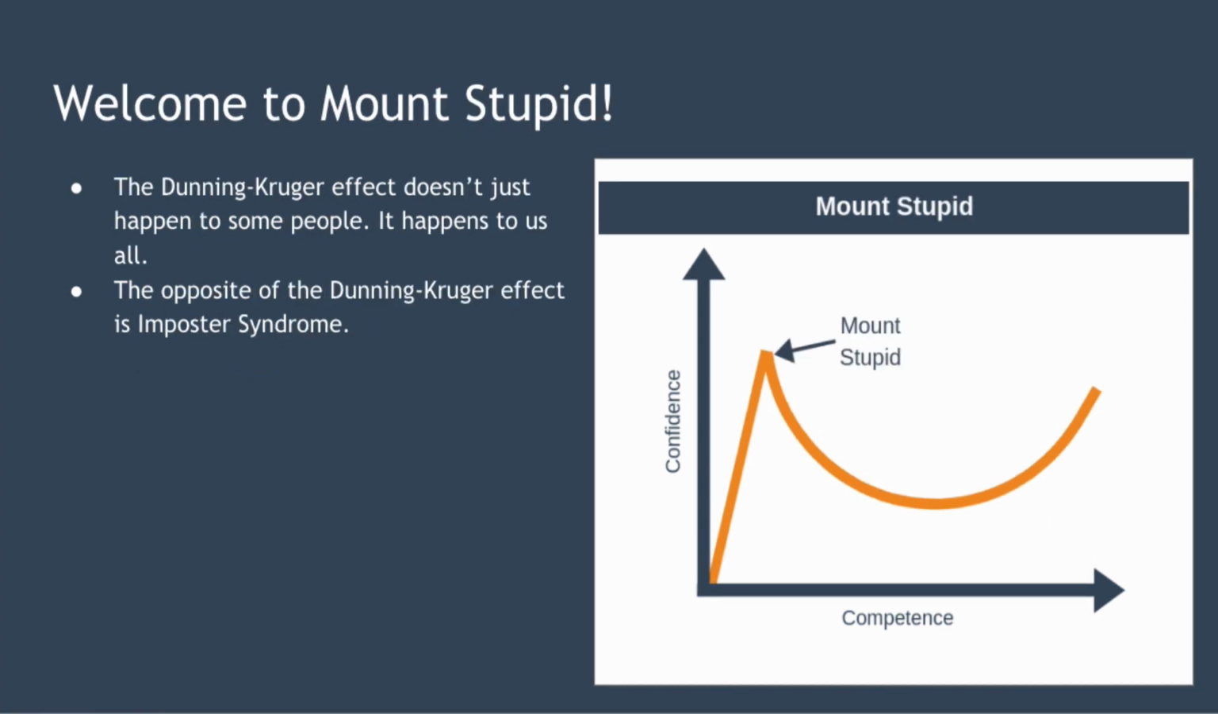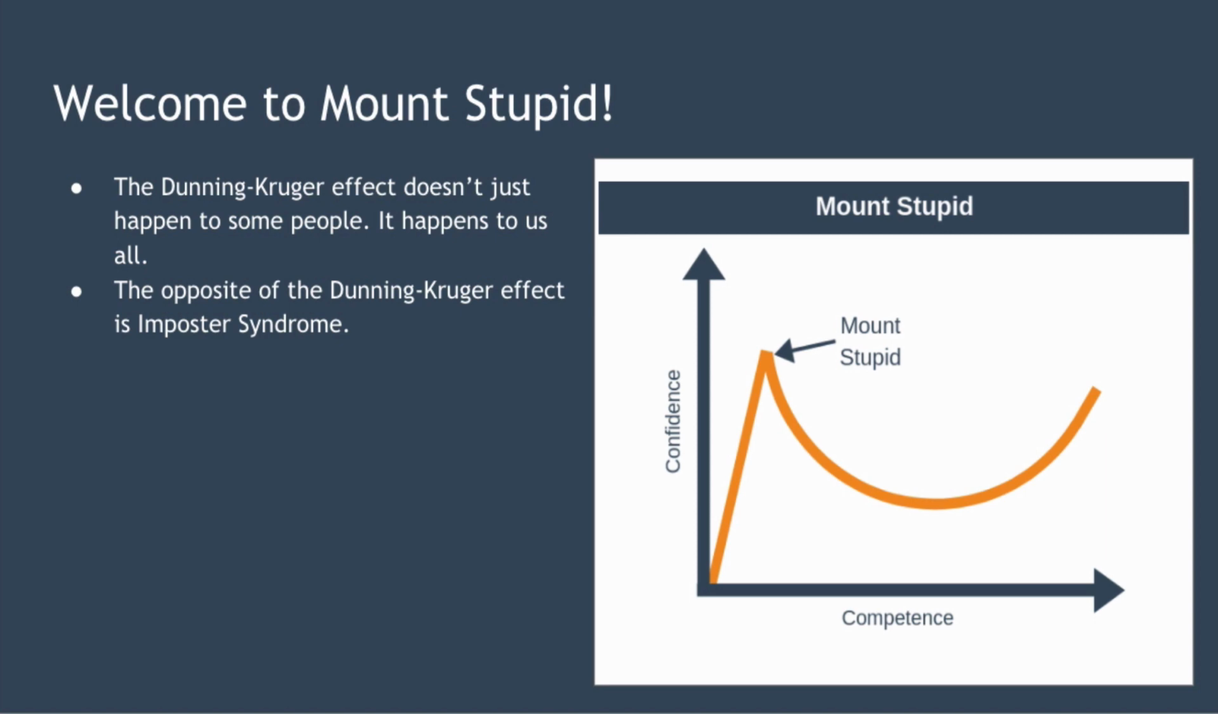So the Dunning-Kruger curve is sometimes redrawn as Mount Stupid. And the scariest thing about being on Mount Stupid is that you won't even realize you're there. Now, an important point to realize about the Dunning-Kruger effect is that it doesn't just happen to some people. It happens to all of us. So that means you, me, your boss, it happens to everyone.